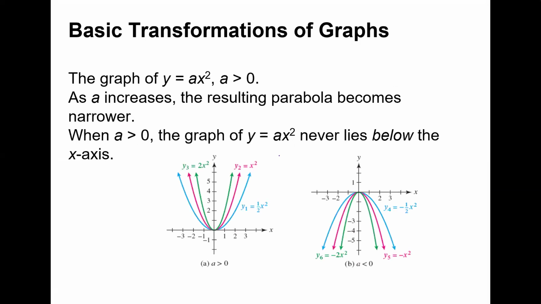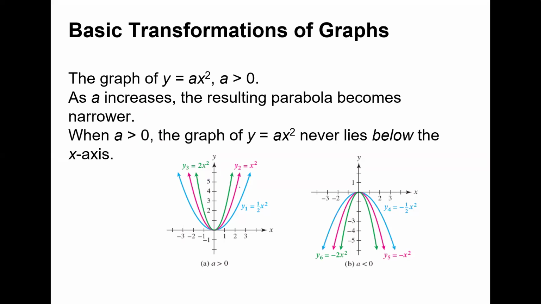So the basic transformations of graphs. If we have y equals ax squared where a is greater than 0, then as a increases, the resulting parabola becomes narrower. As we can see here, this is 1/2 x squared. Then if we go here, we get x squared. And here we have 2x squared. And if we end up here, it'd be 4x squared and keep getting bigger. So it keeps going in and getting narrower on each side as we increase the a. Now, when a is greater than 0, it never goes below the x-axis. So it's always going to be above.